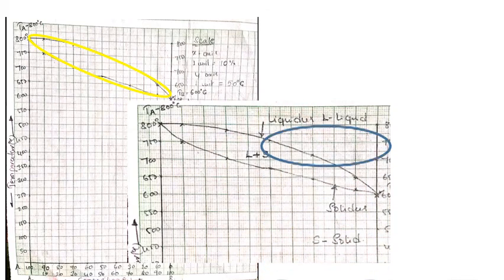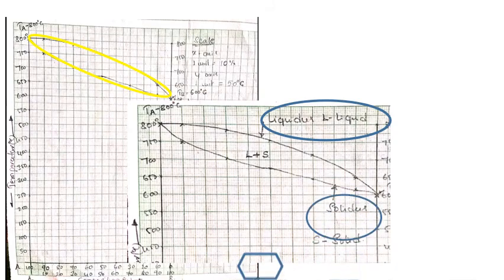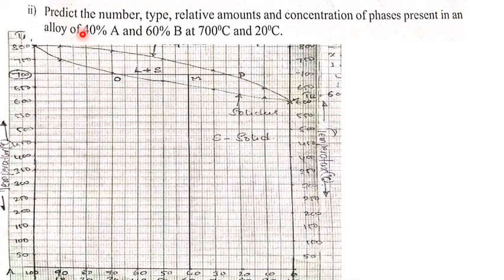The next thing is we need to predict the number of phases, types of phases, relative amounts and concentration for an alloy of 40 and 60. They have mentioned one alloy composition. First we need the temperature. They have specified one temperature, that is 700 degrees Celsius.